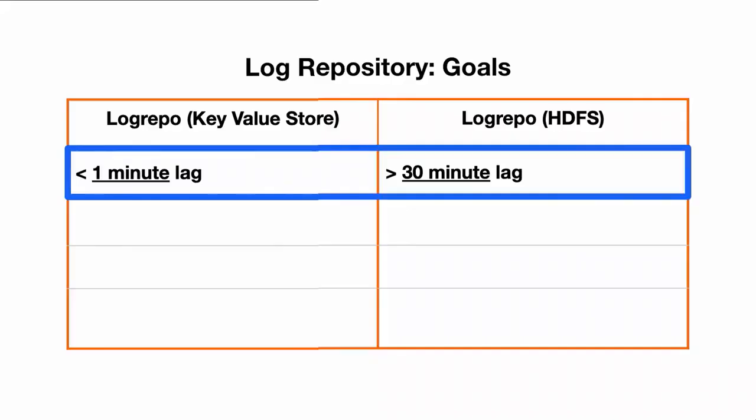So in other words, if we had log repo in a database with this API, we could fix all of our problems. Log repository goals, a table with 2 columns: log repo on a key value store, less than 1 minute lag; log repo on HDFS, greater than 30-minute lag. So number 1, instead of writing our logs in this time-bucketed, inefficient fashion, we could instead put them straight in a message queue, like Kafka, for example, which would enable us to decrease our latency from over 30 minutes to potentially under 1 minute, which would be huge.